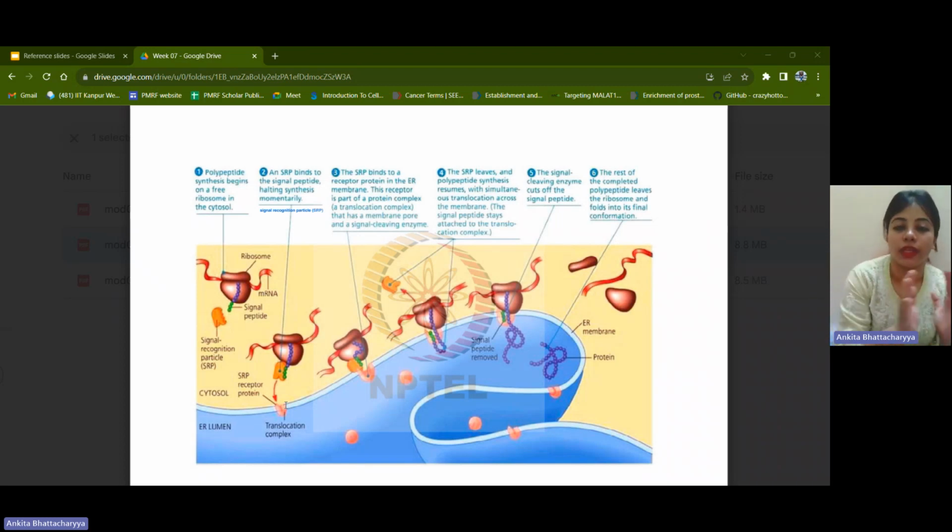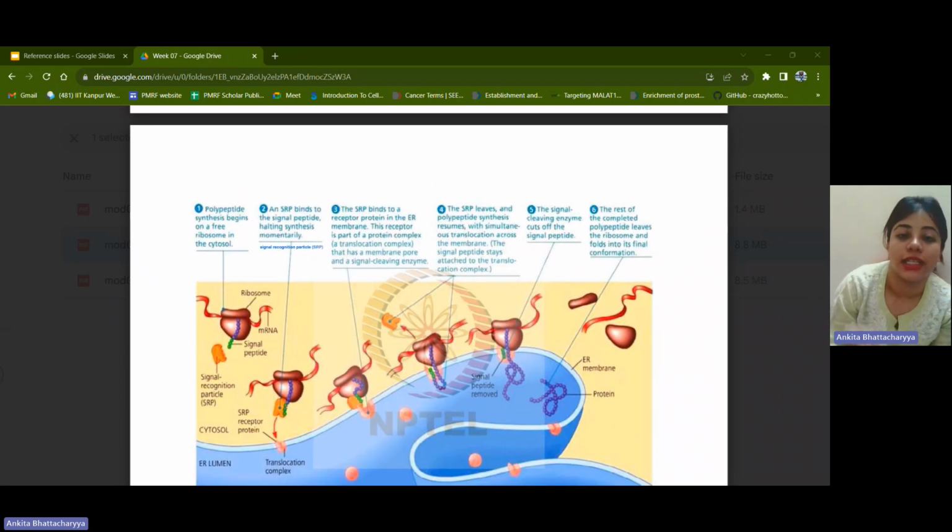Upon binding, a little bit of a shift occurs. And the next step is that the SRP binds to the SRP receptor. I'll go over step 2 as well: when SRP binds to the signal peptide, synthesis at that point is stopped, so the peptide is not getting unnecessarily extended further. At this point, what is critical is that after recognition has happened, it needs to be brought into the ER. So the SRP binds to the SRP receptor protein in the ER membrane, which is part of the translocation complex, and that has a membrane pore and a signal peptidase, or signal cleaving enzyme.